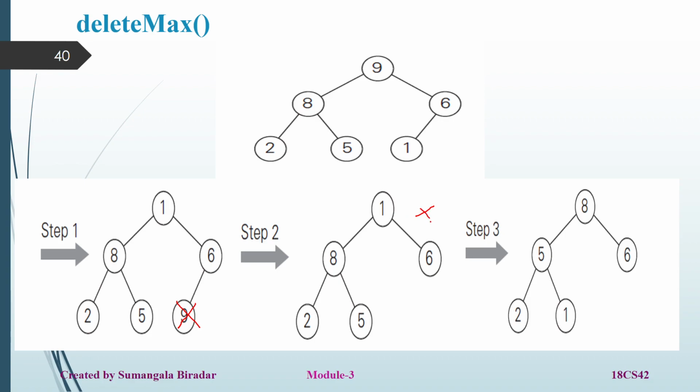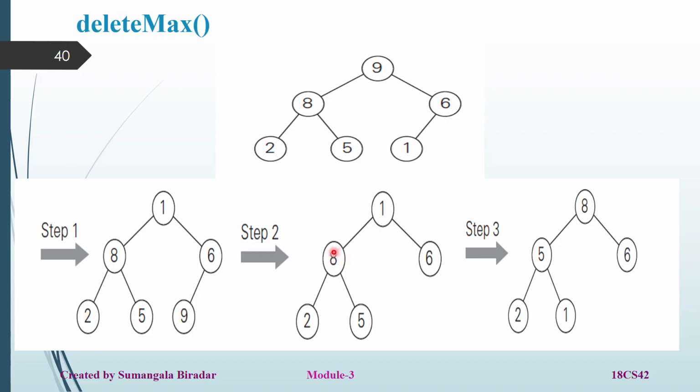If it is not a heap tree, what is the thing you have to do now? You have to interchange. You have to construct a heap tree. How you have to construct? You have to swap the elements now. 8 and 6, which one is larger? 8 is larger. You interchange 8 and 1 here. So 1 comes here and 8 goes here.